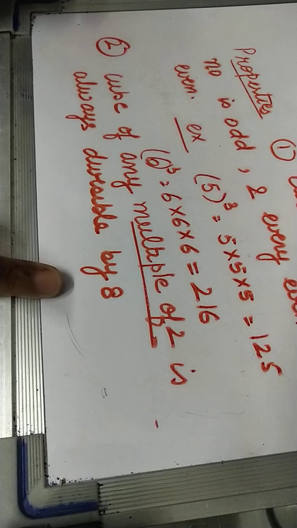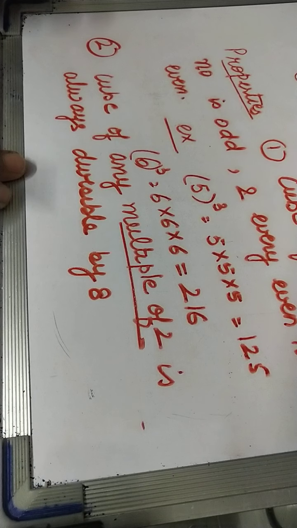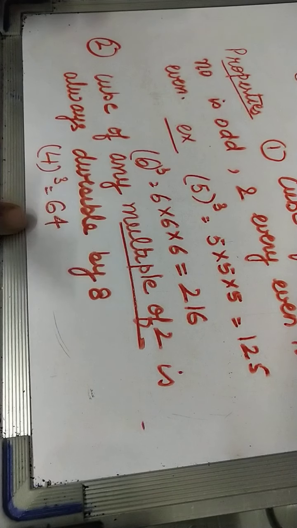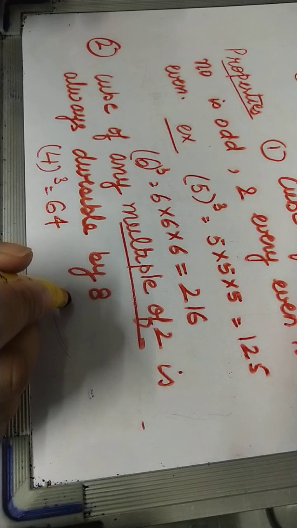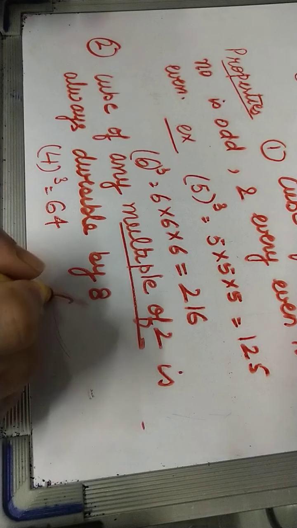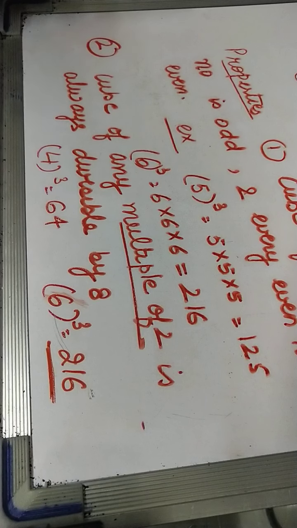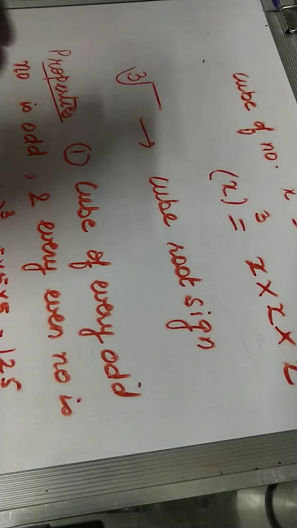So let's quickly take an example of this. I'll take a multiple of 2. I'll take 4 cube, which is equal to 64. 64 is divisible by 8. Similarly, I take the same 6 cube, which is 216. It is again divisible by 8. So the cubes of all even numbers are divisible by 8. Clear? Now the next one, the third property.